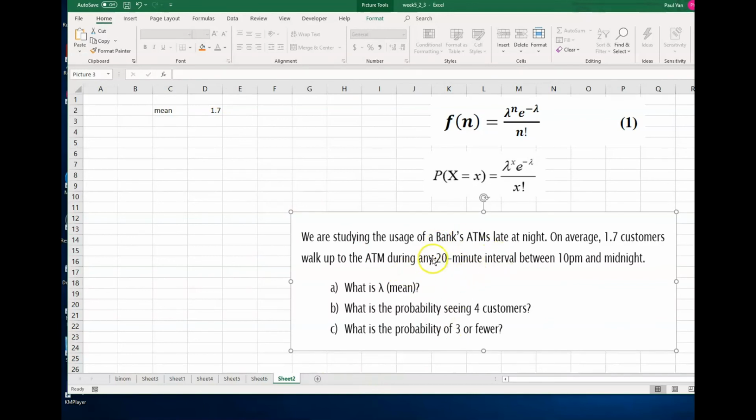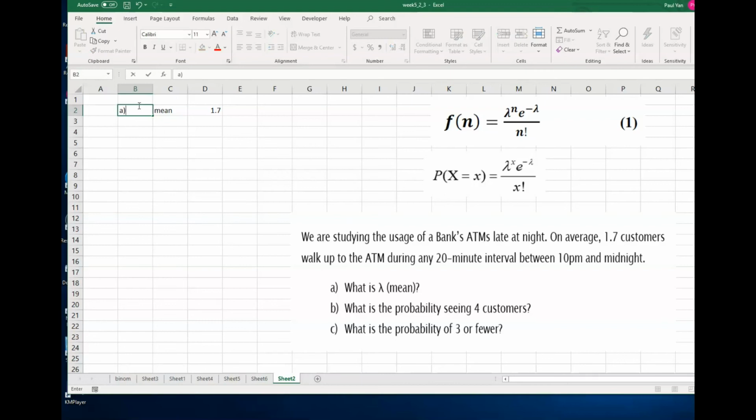And also the 20 minutes interval, although this is related to our research, it's not related to our formula. And also 10 p.m. and 12 a.m. are not related to our formula. So this is our answer A. So for B, our N equals 4.